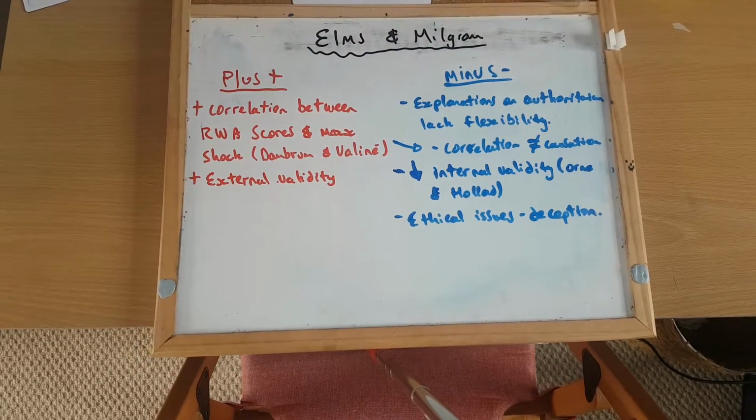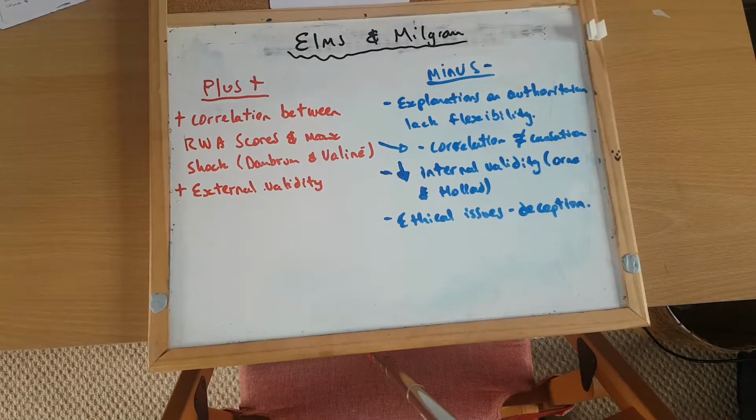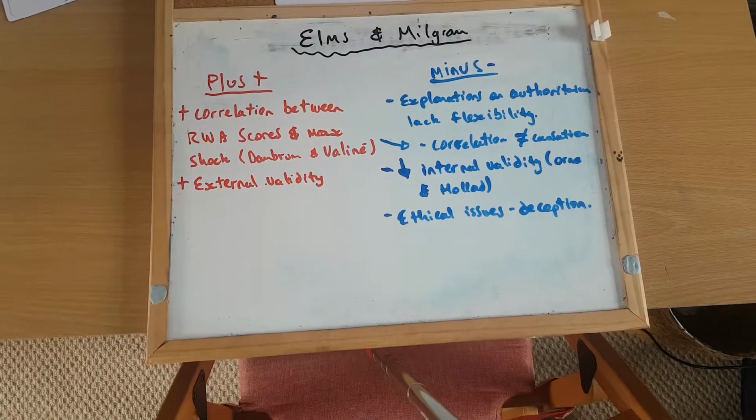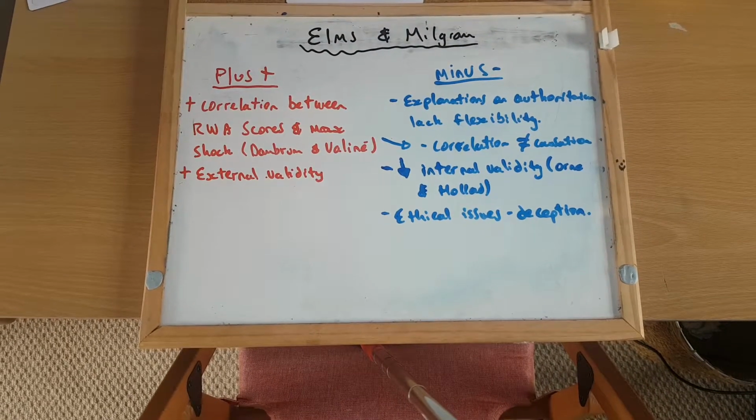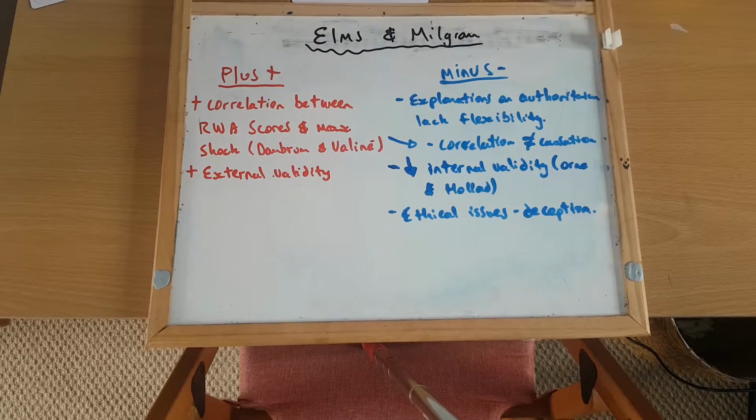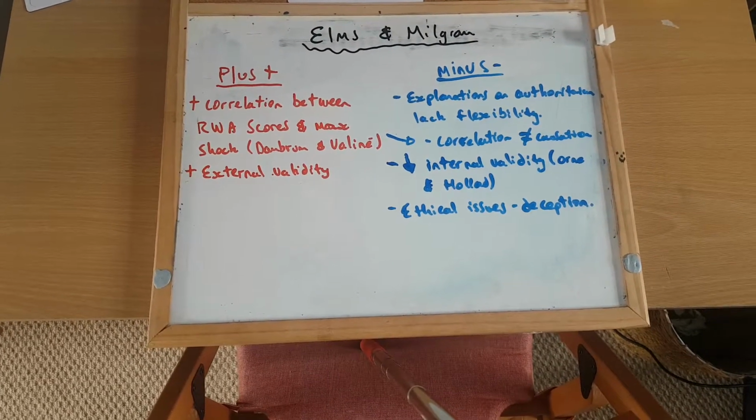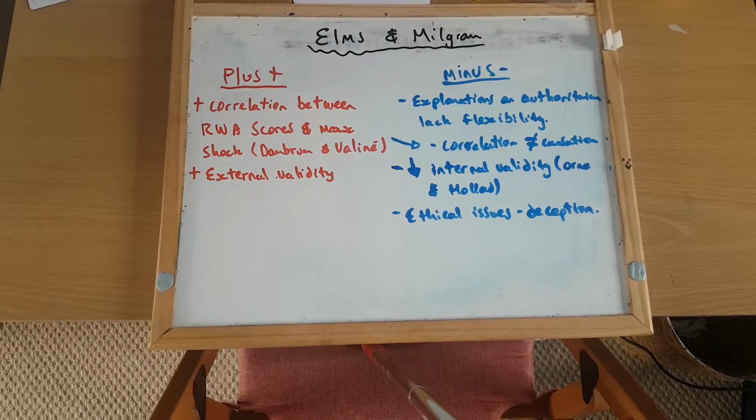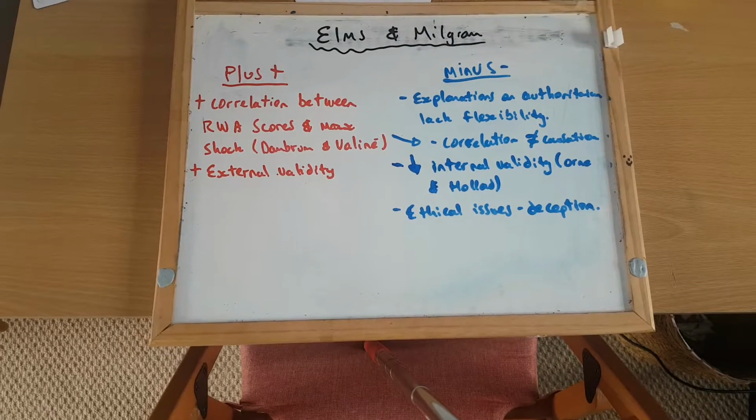However, on the minus sort of sides, explanations of authoritarianism lack flexibility. So with views nowadays, they need to be flexible so they can apply to most principles. Authoritarianism doesn't do that. We've already touched upon correlation not equaling causation, so I'll skip that.